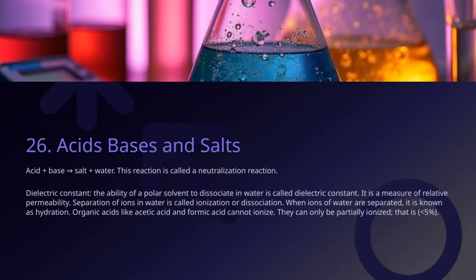Let's talk about the dielectric constant, which essentially describes how well a polar solvent like water can dissociate into ions. It's a measure of the solvent's relative permittivity, meaning how easily it allows ions to separate and move around. When water causes ions to split apart, we call that process ionization or dissociation. Once the ions are separated, they become surrounded by water molecules, a process known as hydration.